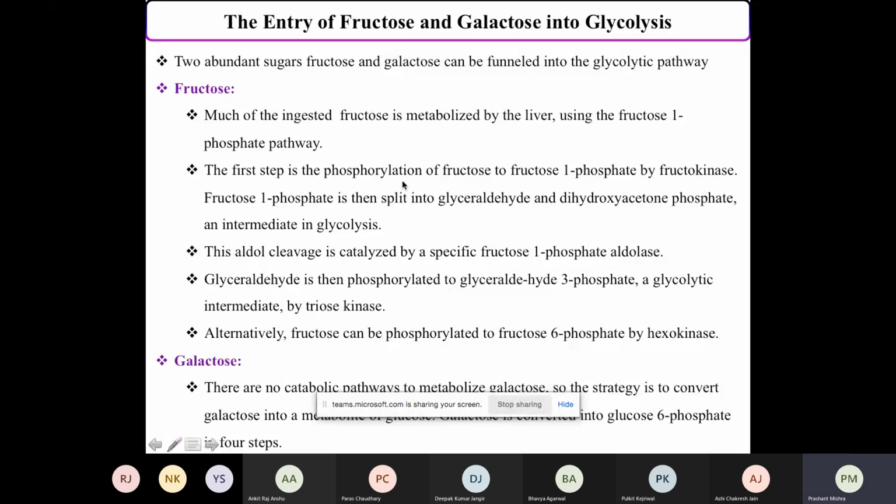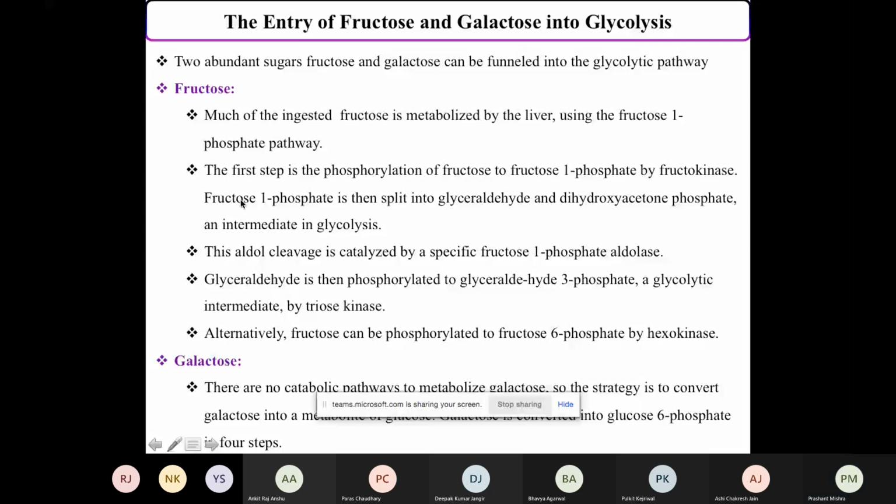So now it's again a question: do we have fructose and galactose being metabolized by the same mechanism, or are there some differences in the metabolic process? You will learn that in some way these fructose and galactose are interconverted to a stage where they can enter glycolysis. So first we will talk about how this interconversion occurs, how fructose can enter glycolysis.